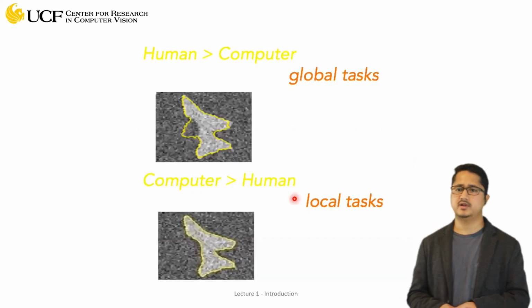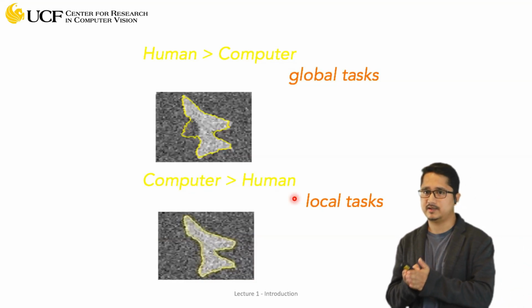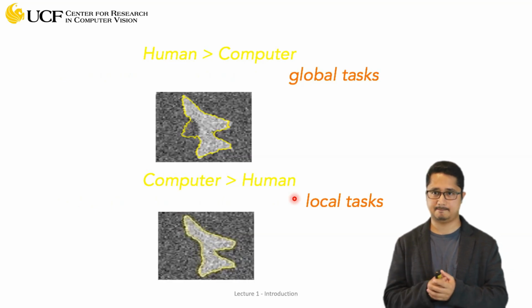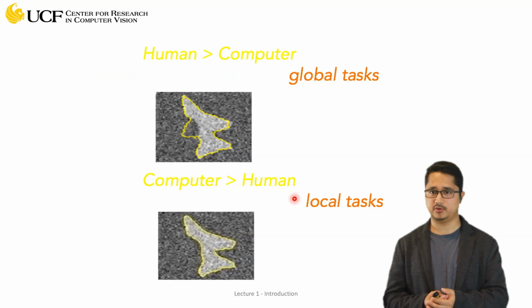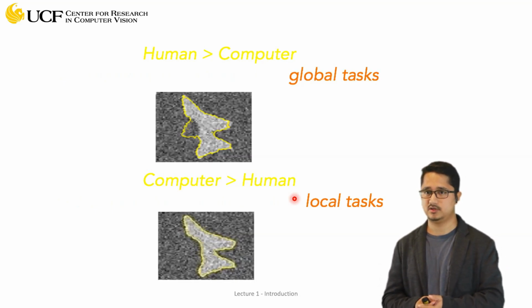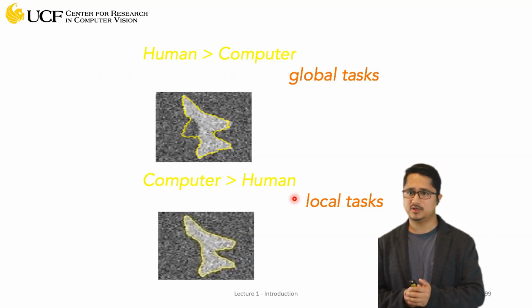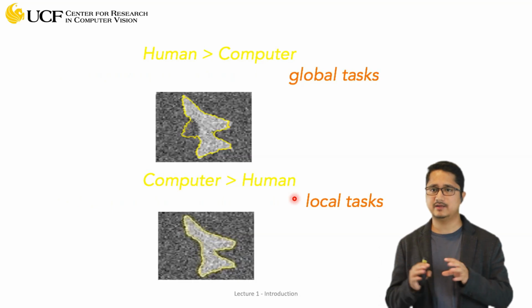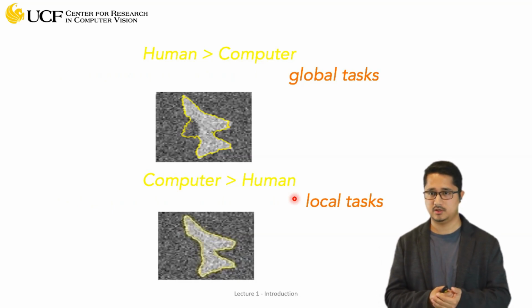All right. So the high level idea is, if we distinguish tasks as global versus local, then local tasks are actually easier for computers and global tasks are easier for us as humans. So let me try to differentiate between these two. A global task is something like a high level interpretation of the given problem.